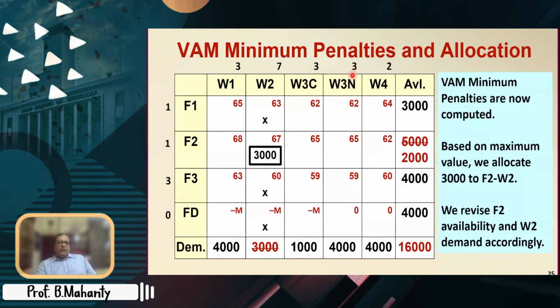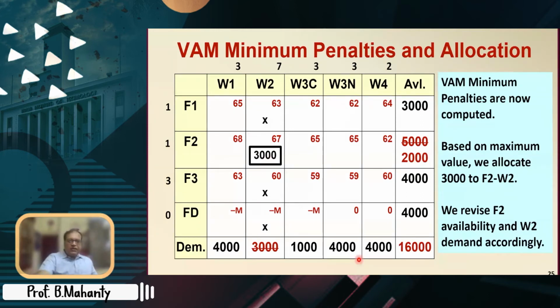65 minus 2 is 3, and 64 minus 62 is 2. So highest possible value is this. It is not 7, it should be 4. So we make entry here. The base square is 67, so the value that can go is 3000. So we make an entry of 3000 here, and in this row we simply cross this 5000 and get 2000. So this is the first entry.